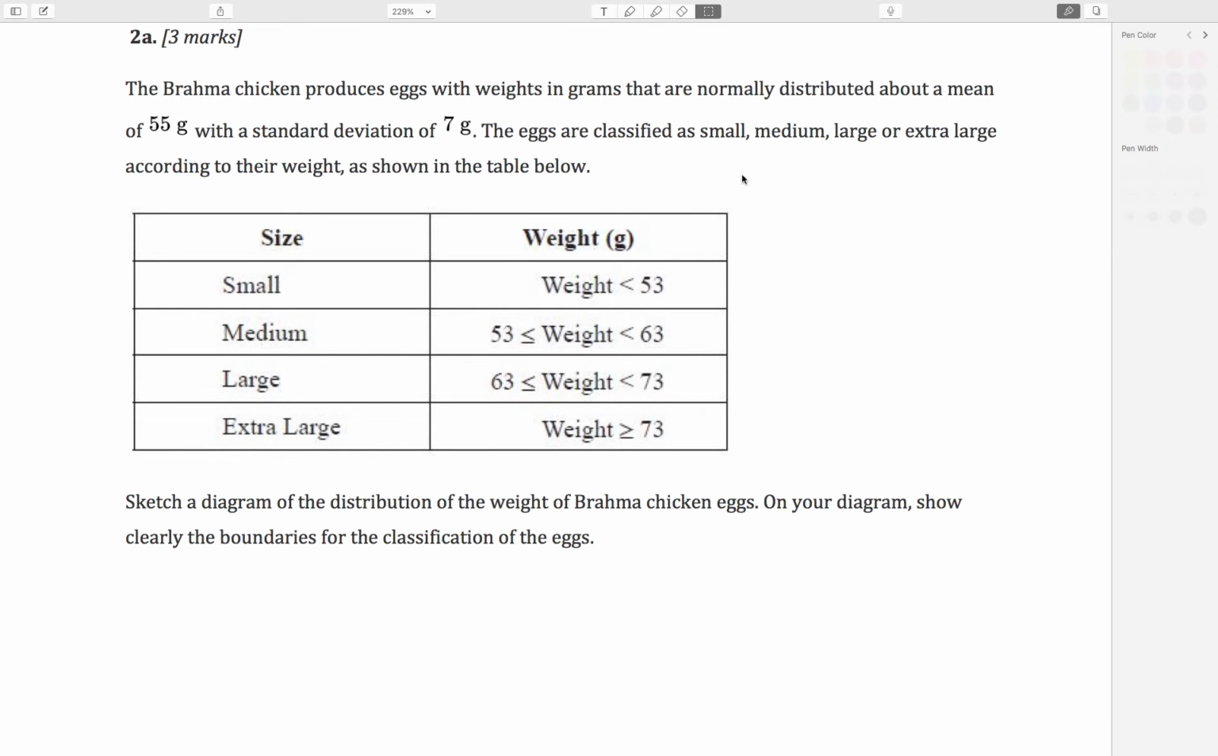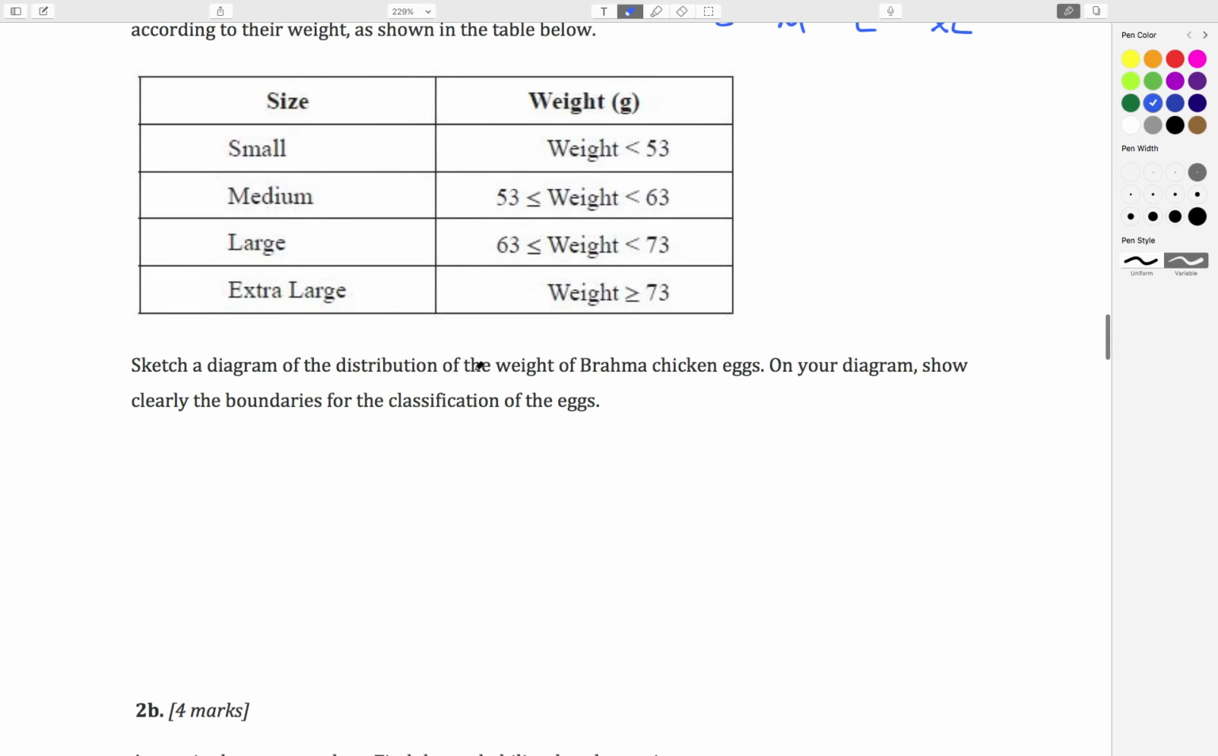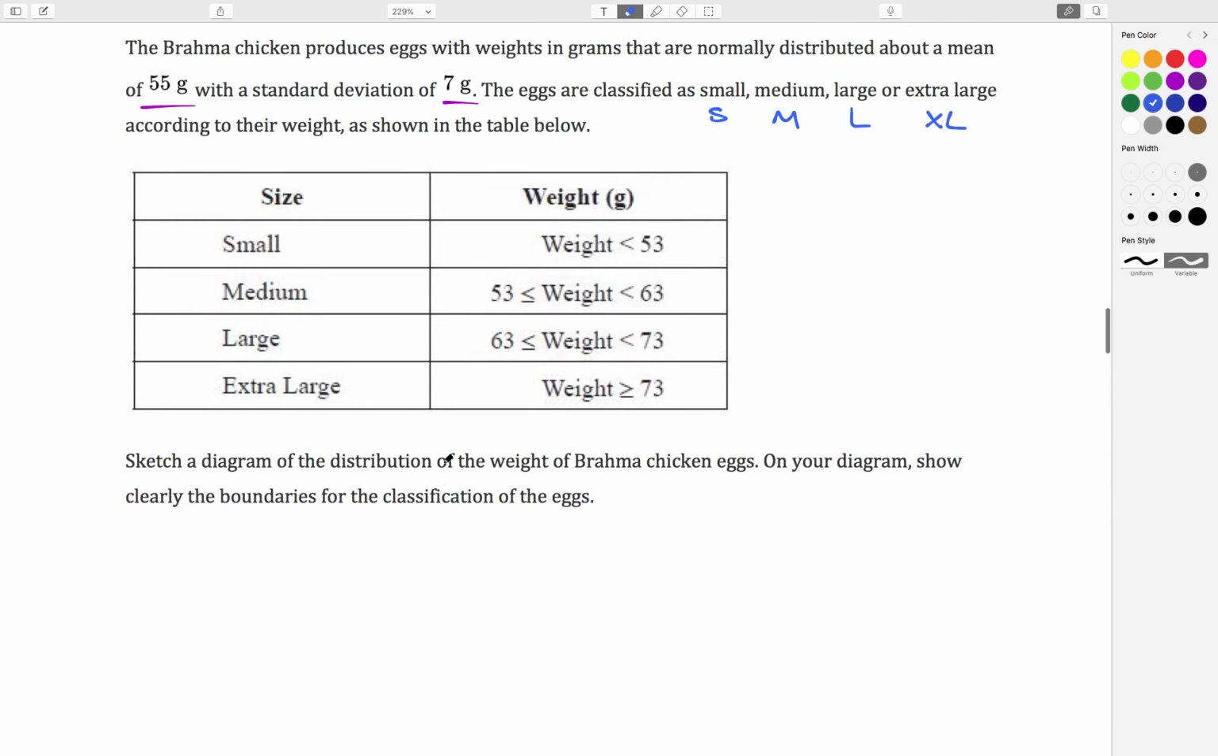Okay, this is problem 2. We are given information on the distribution for egg production. We know that the mean for each egg produced is 55 grams, standard deviation 7. And we're told about their classification as small, medium, large, or extra large. We have the classification by weight for each of the sections. Sketch a diagram of the distribution, and we want to check the boundaries for the classifications of eggs.